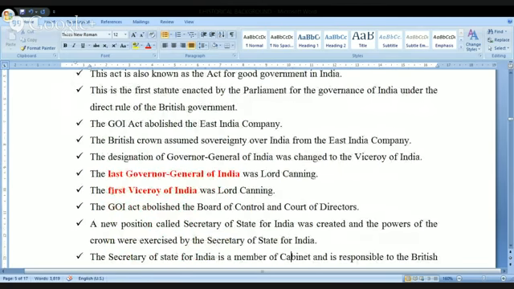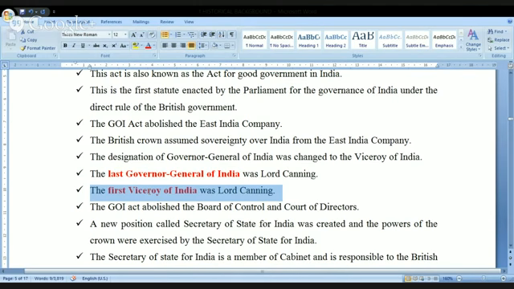Next, I'm going to the next point here. The British Crown assumed sovereignty over India from the East India Company, meaning from now onwards, every decision related to India will be made by the British Crown and not by the East India Company, because the East India Company's rule has been abolished. The designation of the Governor General of India was changed to the Viceroy of India. The last Governor General of India was Lord Canning, and the first Viceroy was the same gentleman, Lord Canning. It becomes easy to remember the names because the same person, the last Governor General of Bengal, became the first Governor General of India, and the last Governor General of India became the first Viceroy of India.